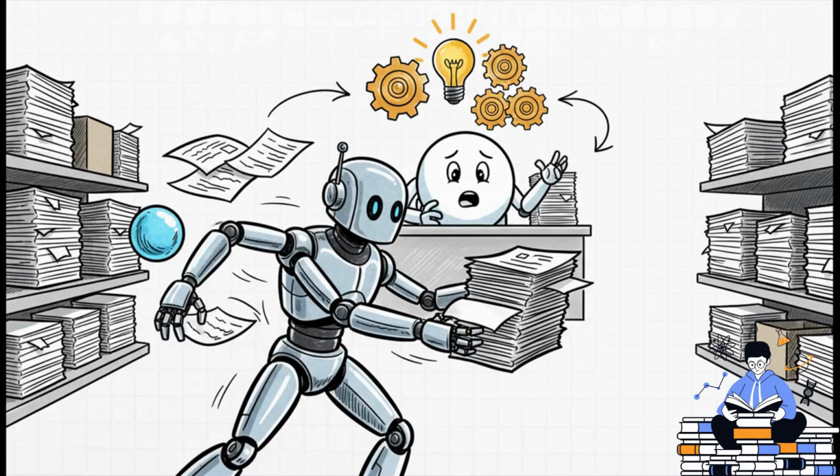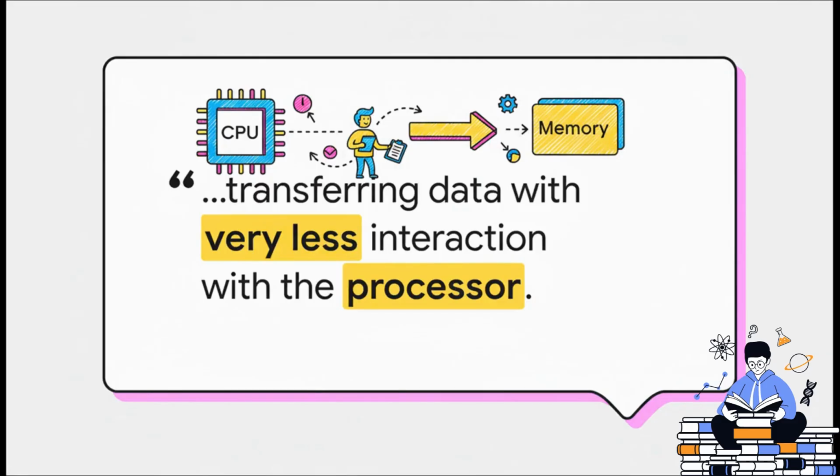So how does this magic happen? Well, our company just hired a hyper-efficient assistant. And in your computer, that assistant is called the DMA controller. It's a special little piece of hardware that's designed to do just one thing and do it really, really well. Manage all that boring data transfer stuff so the CPU can get back to its real job. And its whole mission statement is right here. It's all about transferring data with, and this is the key part, very less interaction with the processor. It's all about delegation, plain and simple.